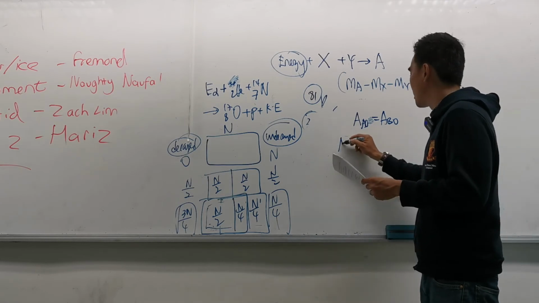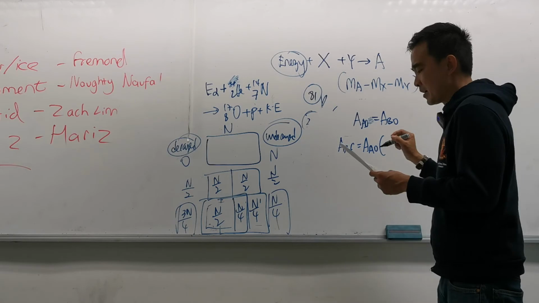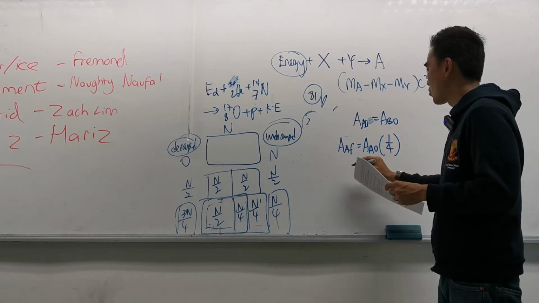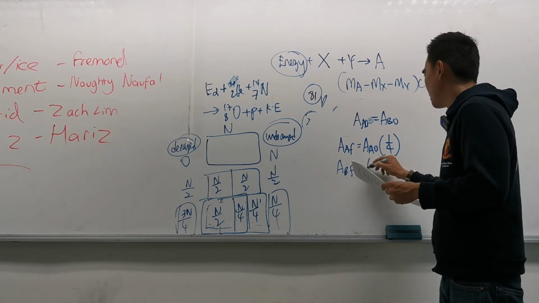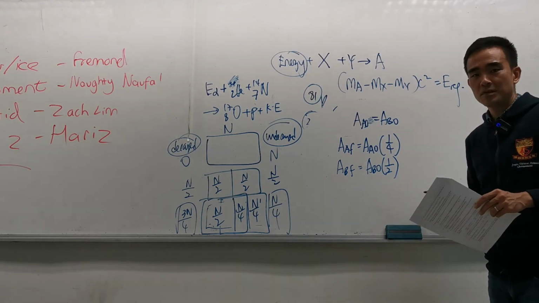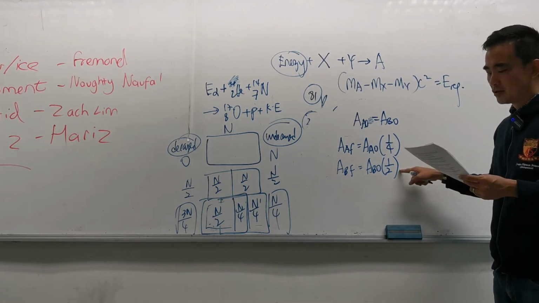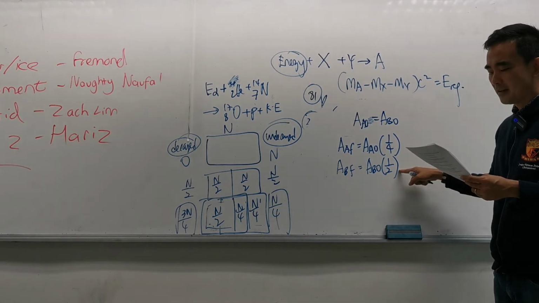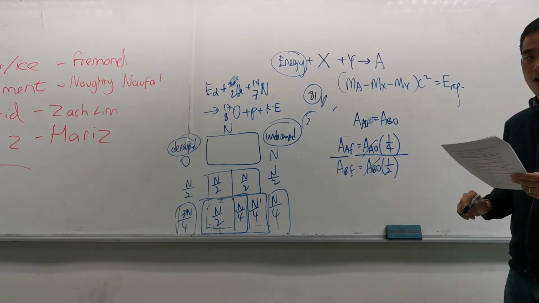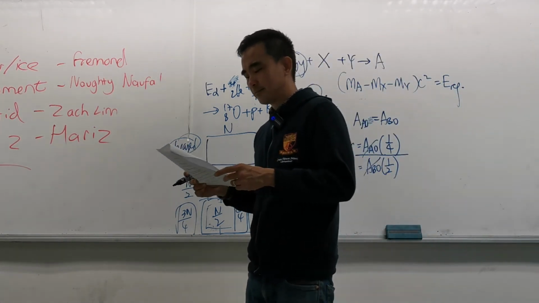So after 2 hours, A will have gone through 2 half-lives, so A final will be A original times 1/4. B final will be B original times half. Why? Because source B has a half-life of 2 hours, and after 2 hours, it's only 1 half-life. So the ratio of disintegration from A to B, if you take this divided by this, you get half. You do the same for number 8b, and you get the answer.